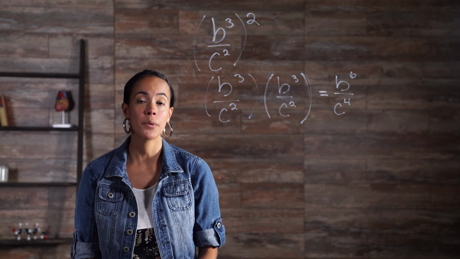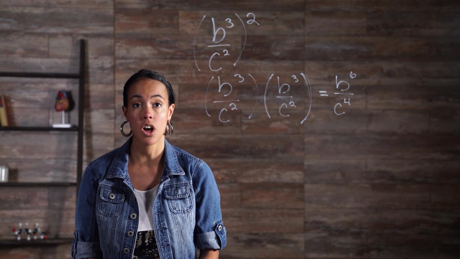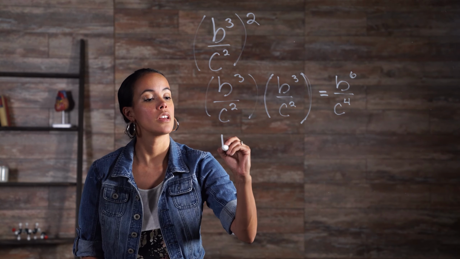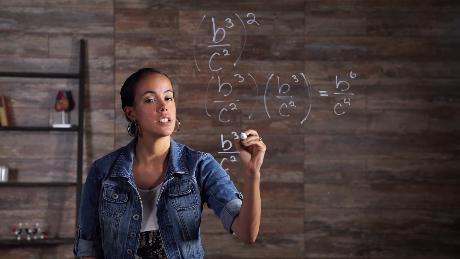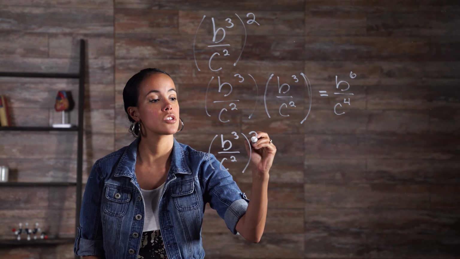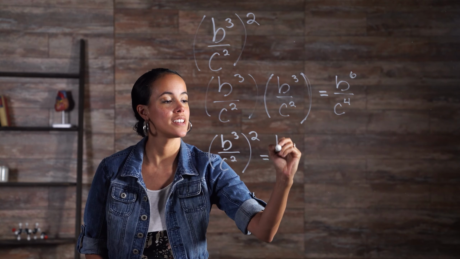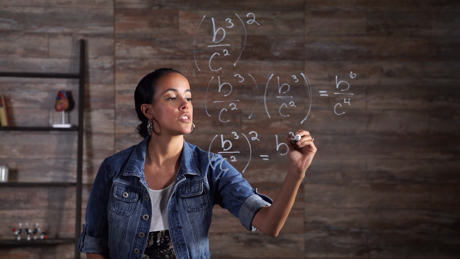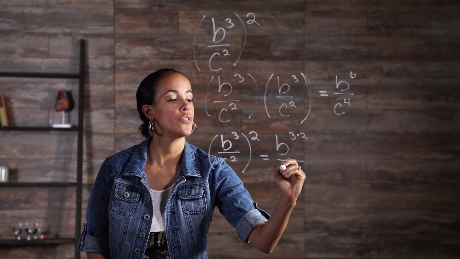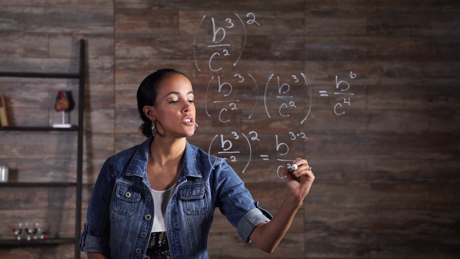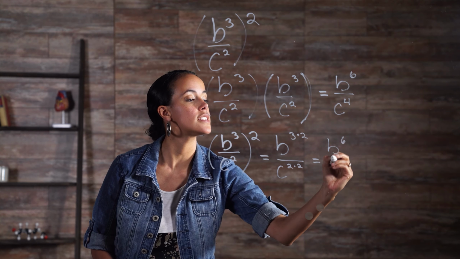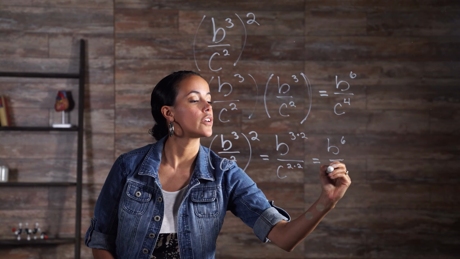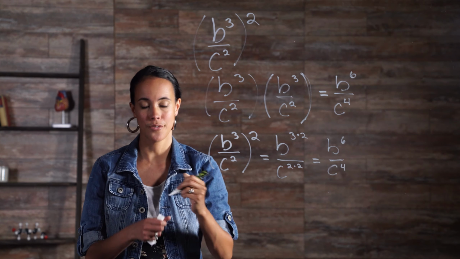However, applying the power of a quotient property directly is often more efficient. b to the third over c squared, all squared, equals b to the 3 times 2 over c to the 2 times 2, which equals b to the 6th over c to the 4th. Here's another example.